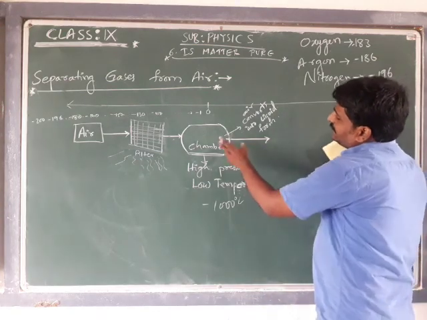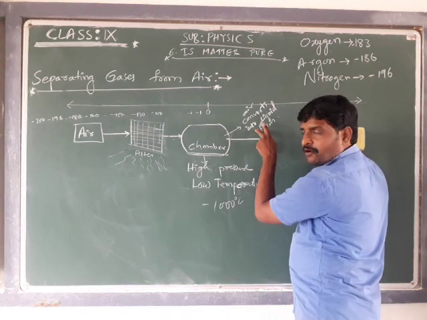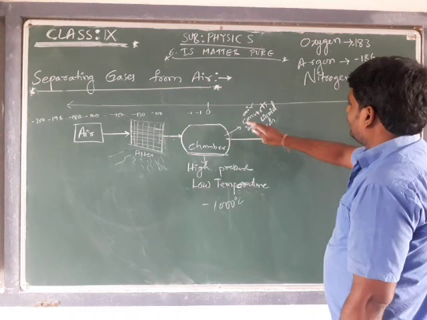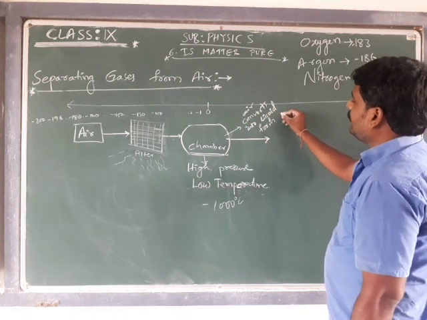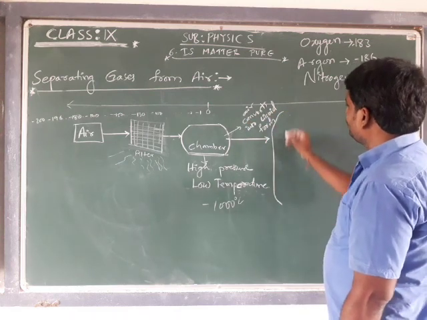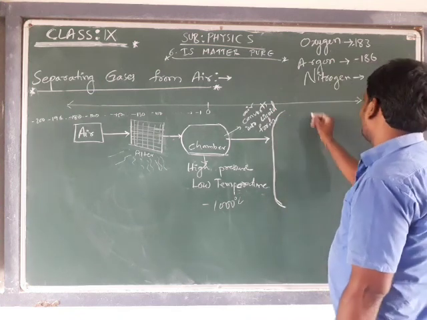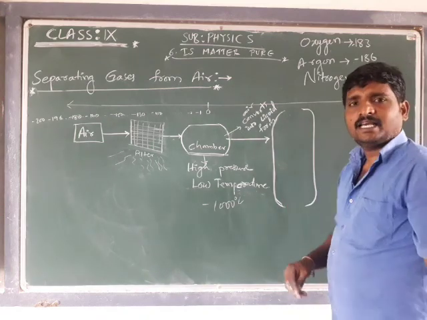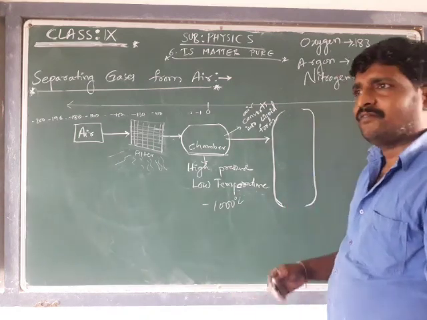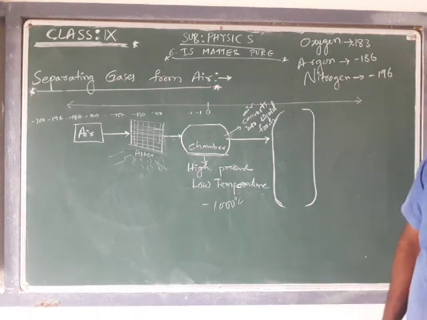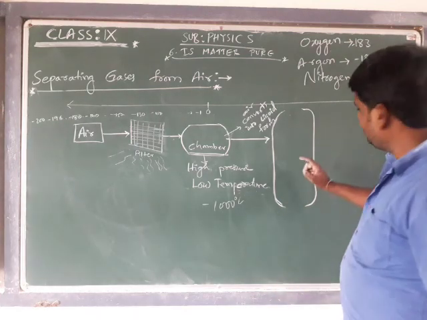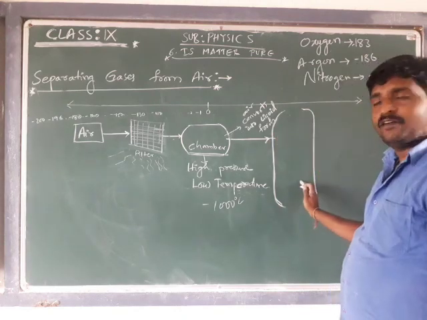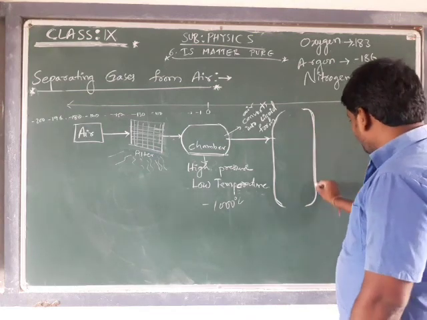That means after the air is converted into liquid form, this liquid air is sent through one more chamber. We can call this a distillation chamber or filtration chamber. This is sent through a warm fractional distillation column. The liquid air will be sent through a fractional distillation column.